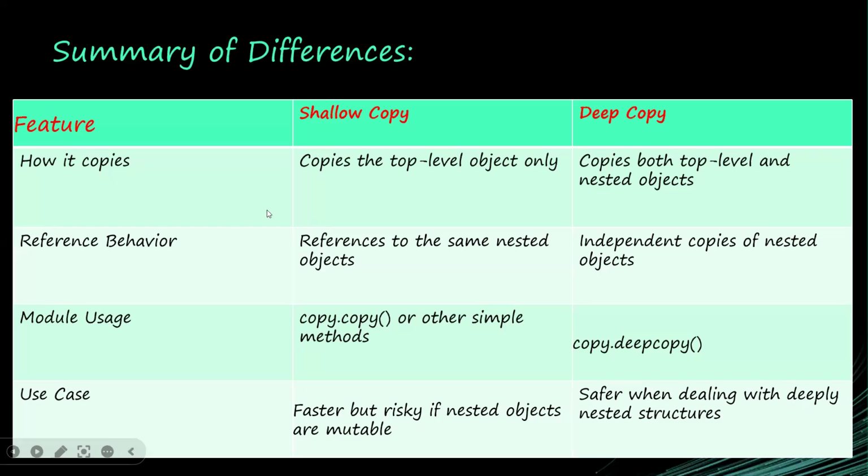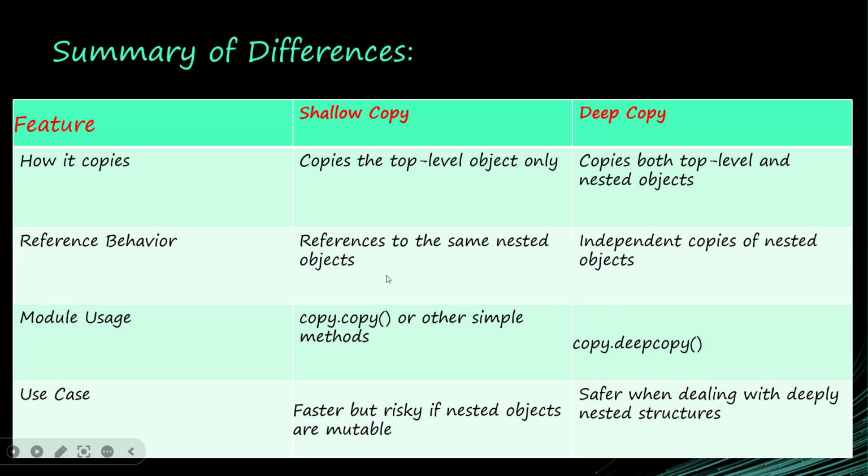When you're using shallow copy, it will copy the top level object only. It will create a new object for the top level object. But for deep copy, it will make a copy of both the top level and the nested objects. Then when it comes to their reference behavior, shallow copy will take references to the nested object, but for deep copy, it will make independent copies of the nested object.